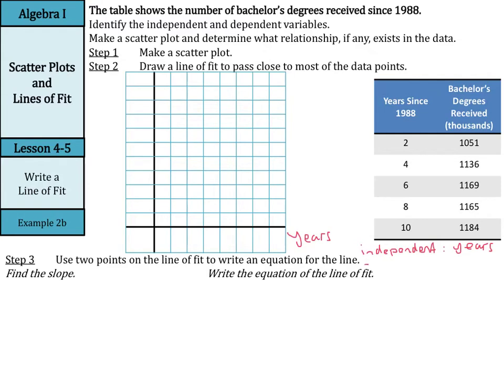Whereas our dependent variable is going to be our degrees. So our y-axis is going to be our degrees received here. And again, that is in thousands. And so, as we label this, we can label, okay, 2 years since, 4 years since, 6, 8, and 10.